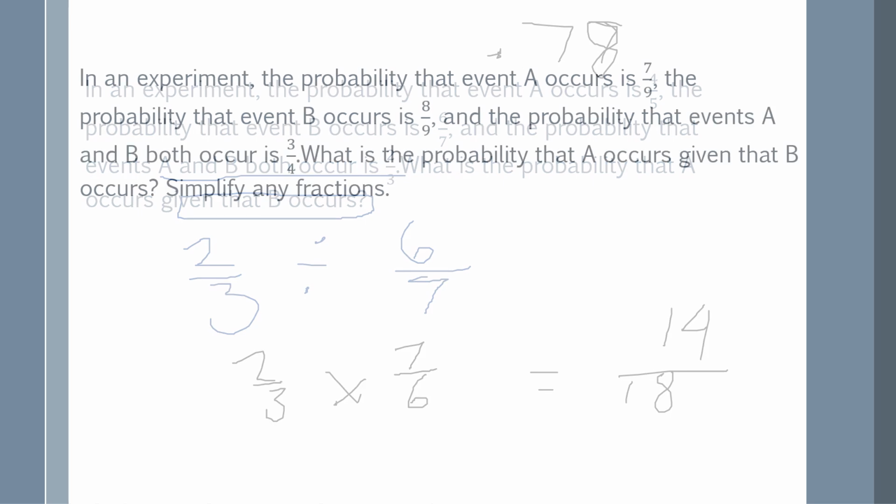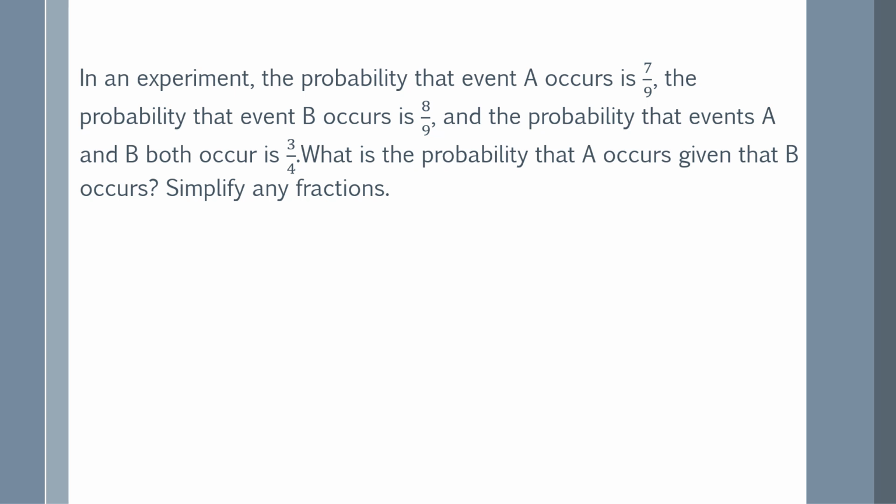Moving on. I want you to try this one by yourself. I'm not going over it. I want you to try this one because it's very simplistic. It's not really anything hard to do. It's just get your A and B divided by the probability of B. Nothing hard.